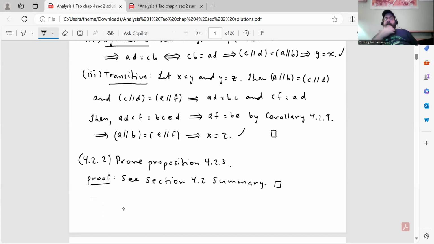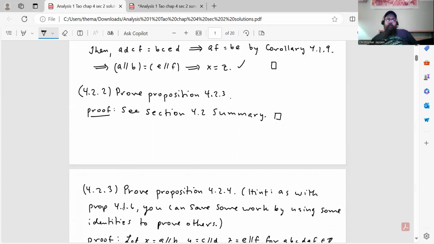And then lastly, we have to show transitivity. So let X equal Y and Y equal Z, then A/B equals C/D, and C/D equals E/F, implies AD equals BC and CF equals ED. Then multiplying together here, we get ADCF equals BCED, which implies AF equals BE by corollary 4.1.9, which is cancellation for the integers, which implies that A/B equals E/F, which implies X equals Z, and that shows transitivity.